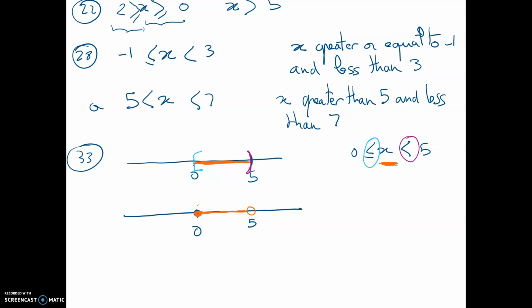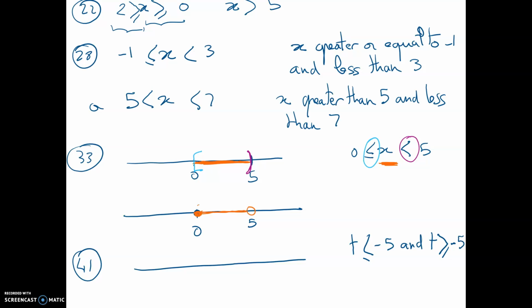Let's try to do problem number 41. On problem number 41, we are dealing with the same thing, and we just need to look for t less than or equal to negative 5, and t greater than or equal to negative 5. So if I put 0 somewhere right here, I know that negative 5 will be on the left.